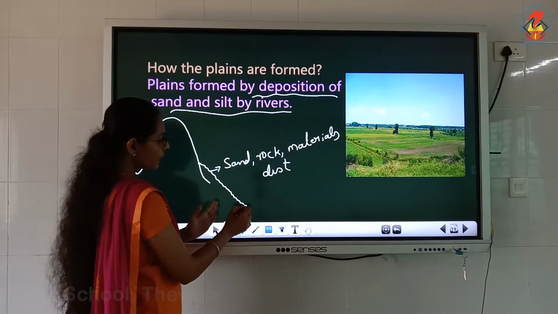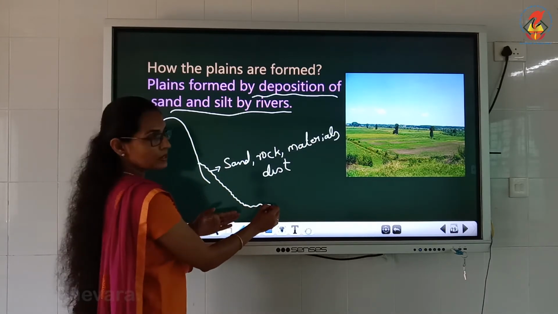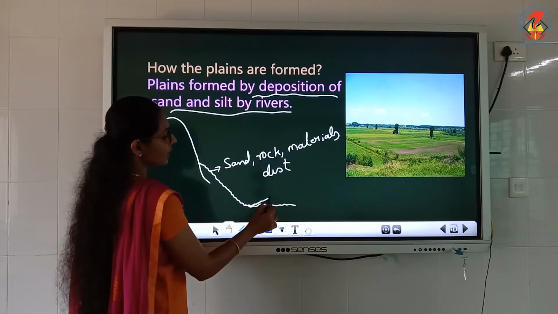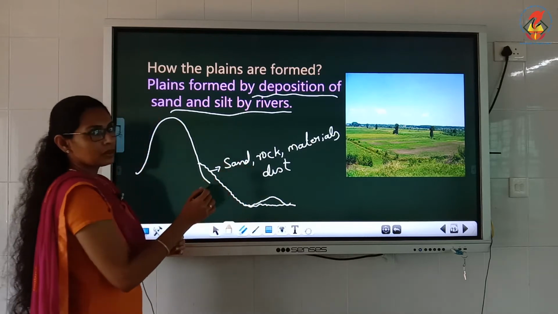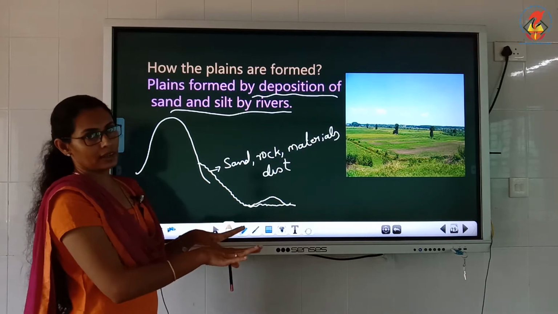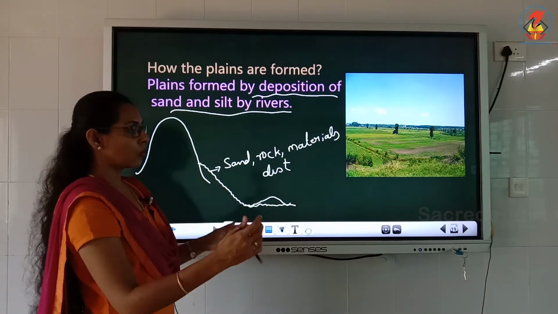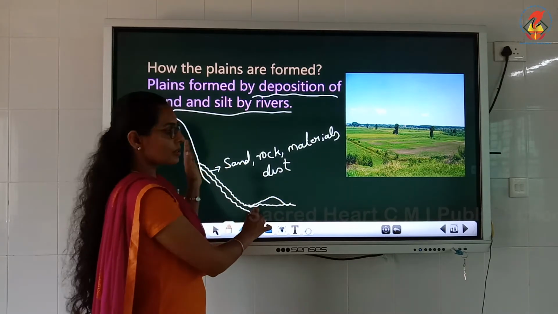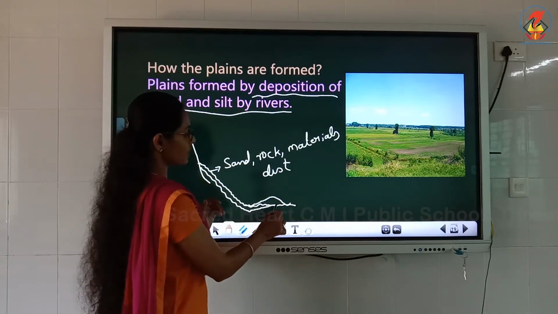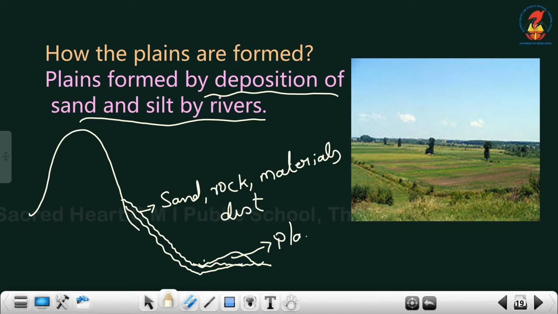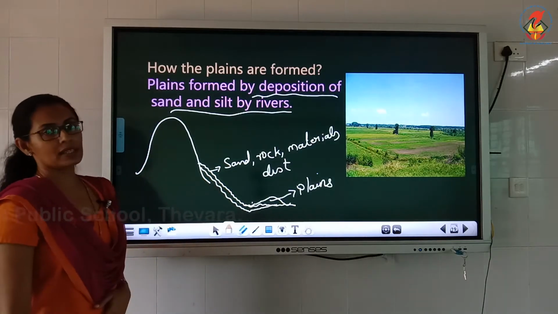So when the slope is getting flat, it will deposit all these things in a particular area. Wherever the river feels it is a low-lying area, that is, the speed of the river is getting low, at that time the sand and silt taken from the mountain area will be deposited here. Clear? So this causes the plains. Understood? In this way the plains are formed.